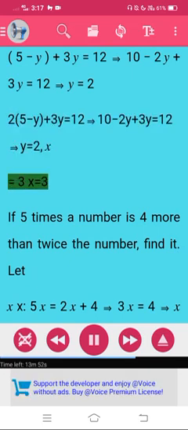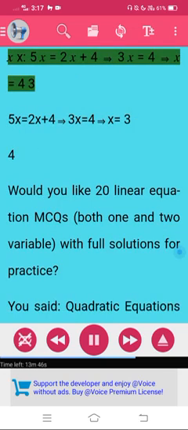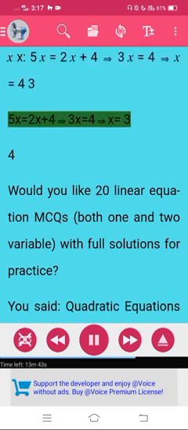So x equals 3. If 5 times a number is 4 more than twice the number, find it. Let the number be x. 5x equals 2x plus 4, implies 3x equals 4, implies x equals 4/3.